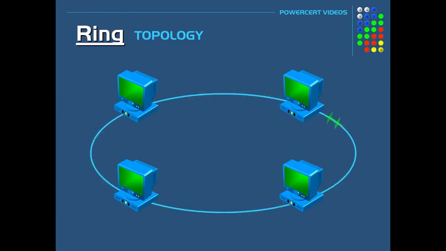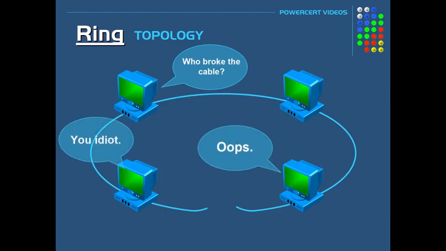The advantage of a ring topology is that it is easy to install and easy to troubleshoot. However, the disadvantage would be that if just one of these computers goes down or if there was a single break in the cable, then all data flow would be disrupted.